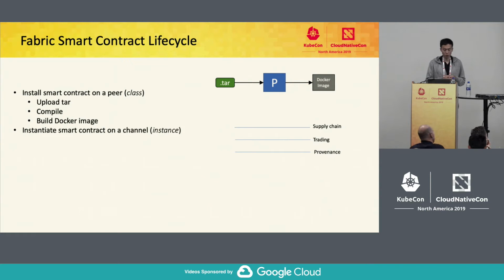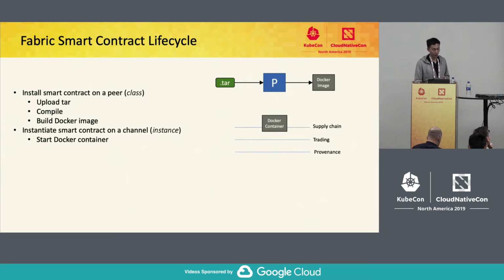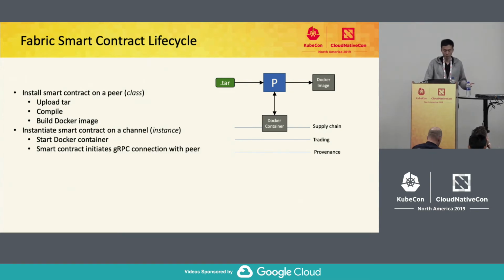So after you install a smart contract, you need to instantiate that contract on one of the channels to be able to use it. And what the peer actually does is to grab that Docker image we just built and start a Docker container, which again is talking to a local Docker daemon.